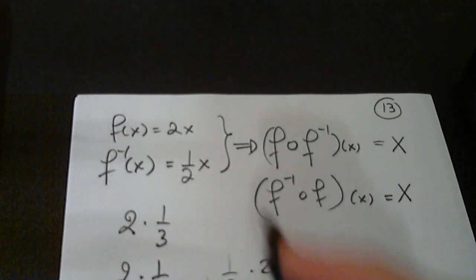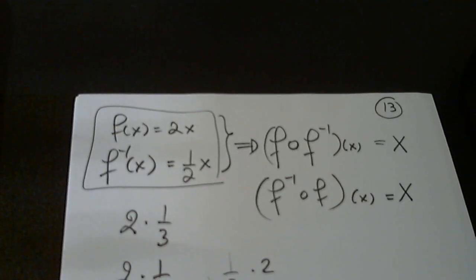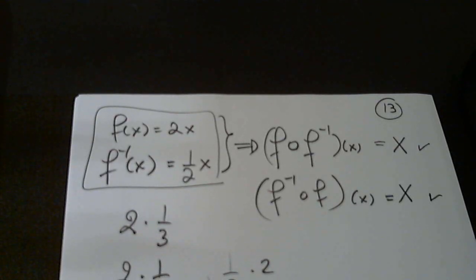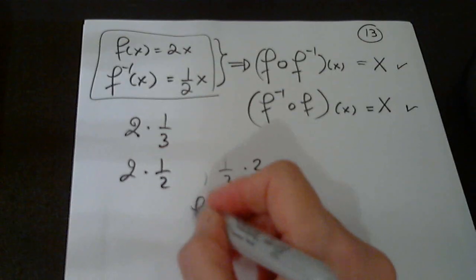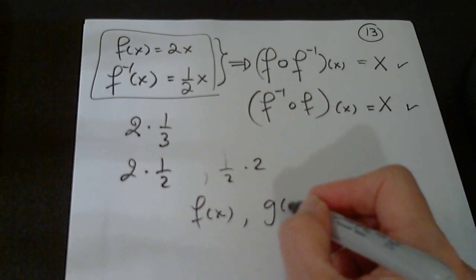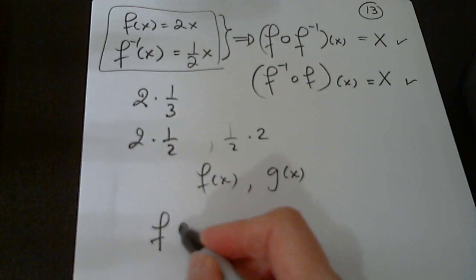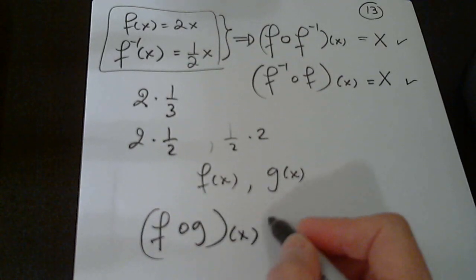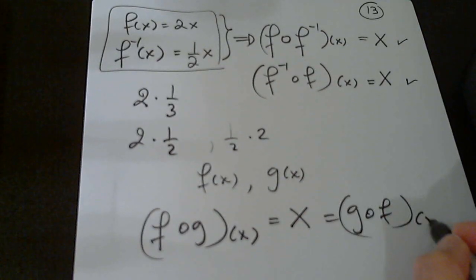Why? Because these functions are inverses of each other. You will never get x if they are not inverses of each other. So what I'm saying is, if I'm given a function f of x and I'm given a function g of x, if this happens, what can you conclude about f and g?